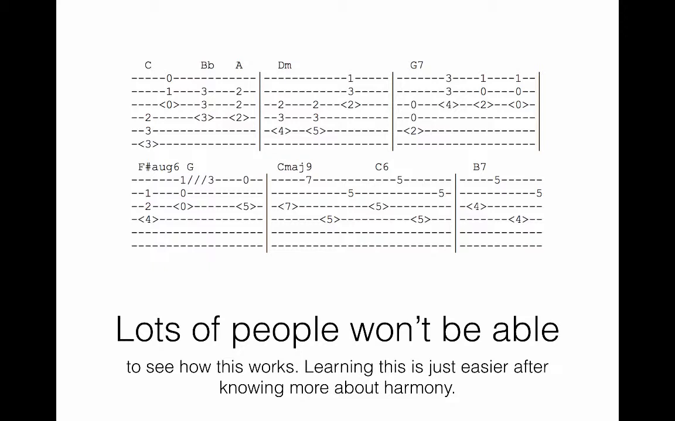As you can see, I went ahead and broke it down for you. C to B flat to A to D minor to G7, and to C major 9 to C6 to B7, and then there's that weird chord there. It's an F sharp augmented 6 chord. That's a chromatic chord that I didn't learn in any chord book at all. It's actually just a fancy diminished chord shape, and it just goes right into the G. But that's a whole other subject.